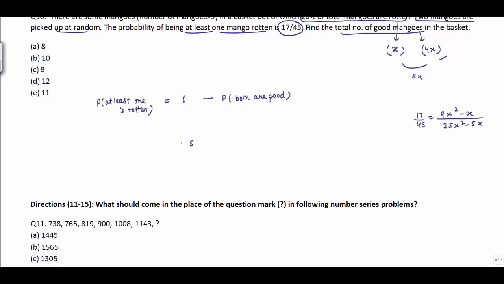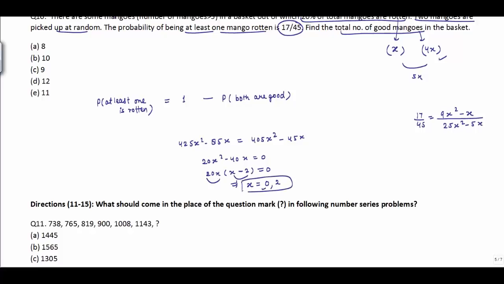17, 5 is 85, carry 8, 17 to 34, it is 425x square minus 85x equal to 45 into 9, 9, 4, 36, 6, 360 plus 45 is 405x square minus 45x. So from here we can see that 20x square minus 40x is equal to 0. Or 20x, x minus 2 is equal to 0. From here we have got two values of x. One of the values is 0 and one of the values is 2.